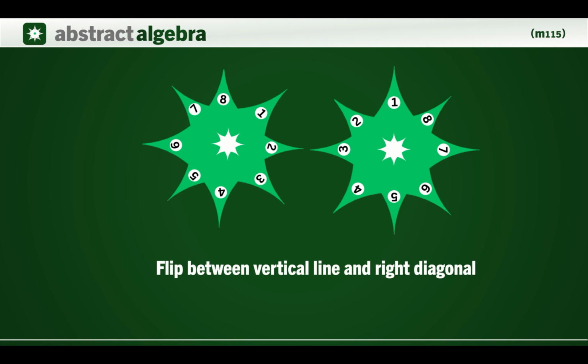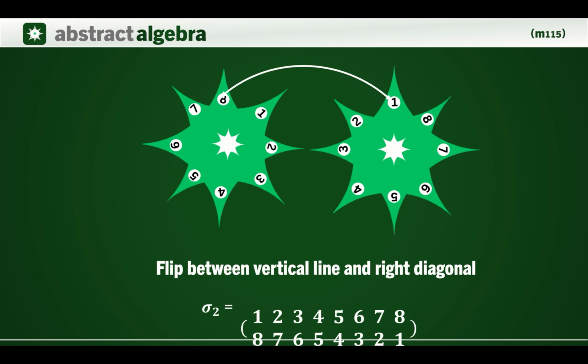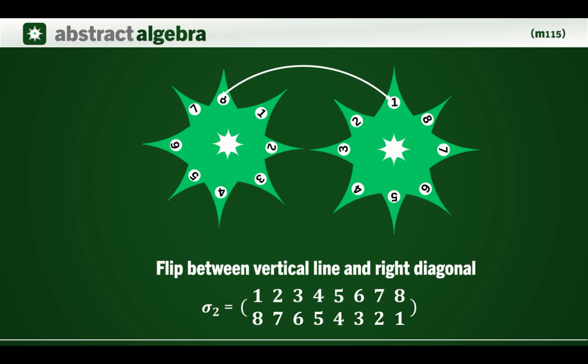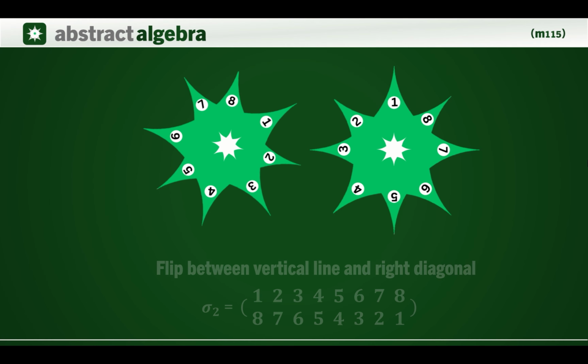Next, we are going to flip between vertical line and right diagonal our model. So this is what it looks like after flipping it. Then we are going to map 1 to 8 to get the result of the sigma sub 2. So we are going to map 1 to 8, 2 to 7, 3 to 6, 4 to 5, 5 to 4, 6 to 3, 7 to 2, and 8 to 1. So this is the result for the sigma sub 2.